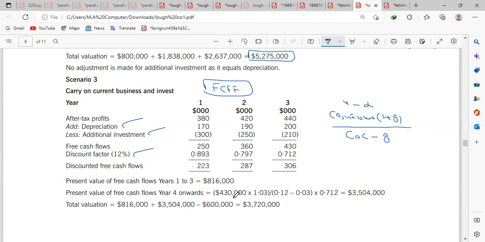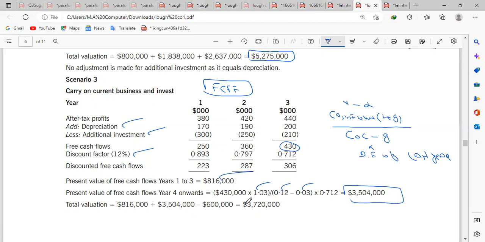What is the cash flows? 430. This is the growth. Cost of capital minus growth. And again multiply with the discount factor of the last year. This is the discount factor of the last year. 712. So this is the value. This is the total valuation, 816.